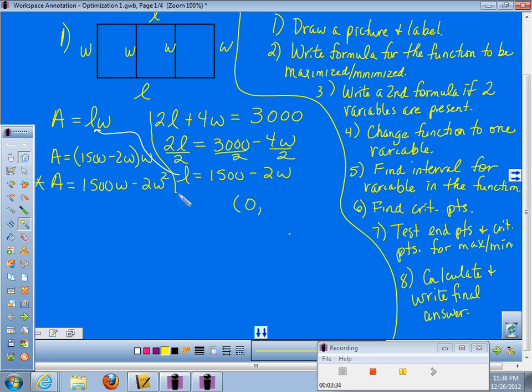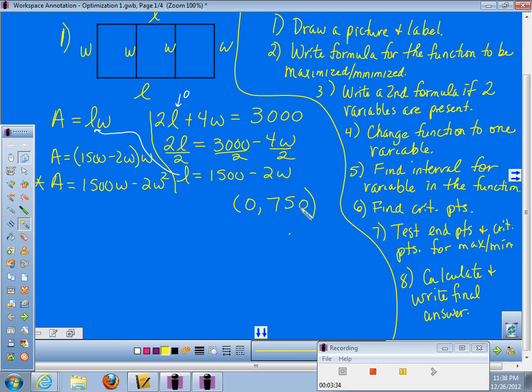I'm going to say if I pretend to let L be 0, that's gone, and I'm left with 4W equals 3,000. Solve for W. 3,000 divided by 4 is going to be 750. So that's the largest my W can get.